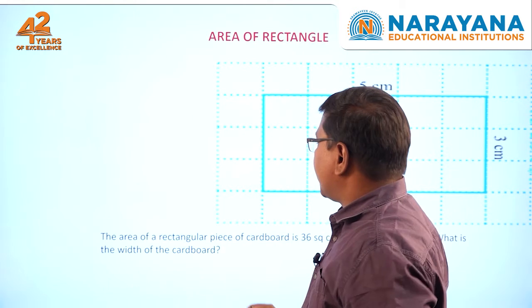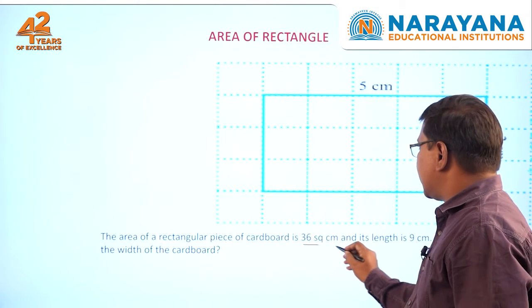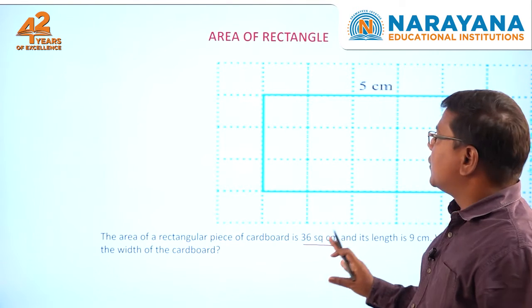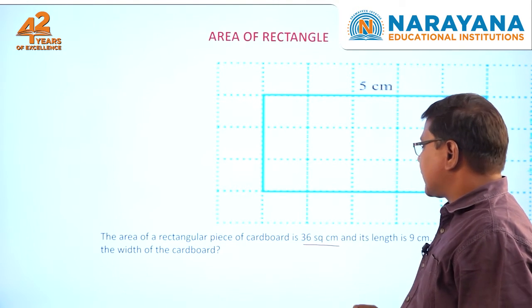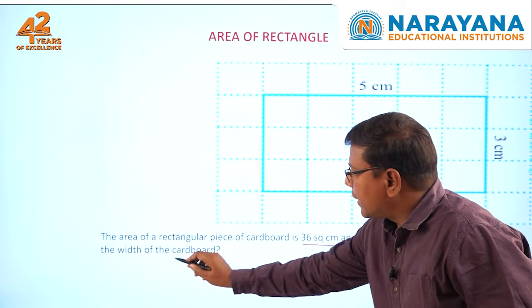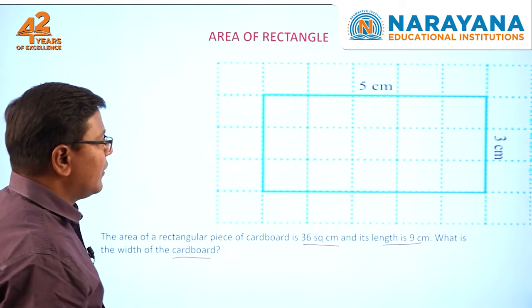Suppose the area of a rectangular piece of cardboard is 36 square centimeters. This is just like cardboard. If you assume it, what is given? It is 36 square centimeters, and its length is 9 centimeters. What is the width of the cardboard? This is a simple question, right?